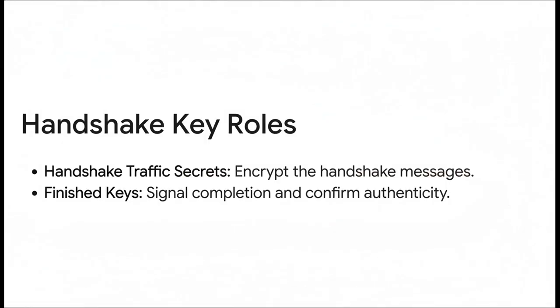So what are their specific jobs? Well, the handshake traffic secrets do exactly what their name implies. They encrypt the back and forth messages of the handshake itself to keep that negotiation private. Then you have the finished keys. Think of those like a final cryptographic seal on a contract. They're used at the very end to confirm that the handshake completed successfully and that nobody messed with it along the way.